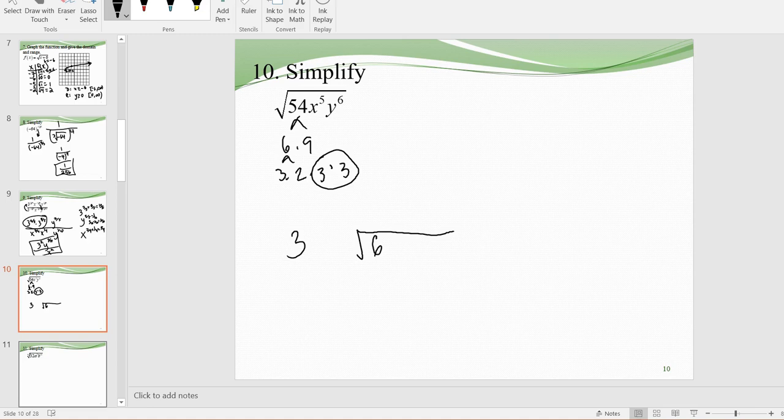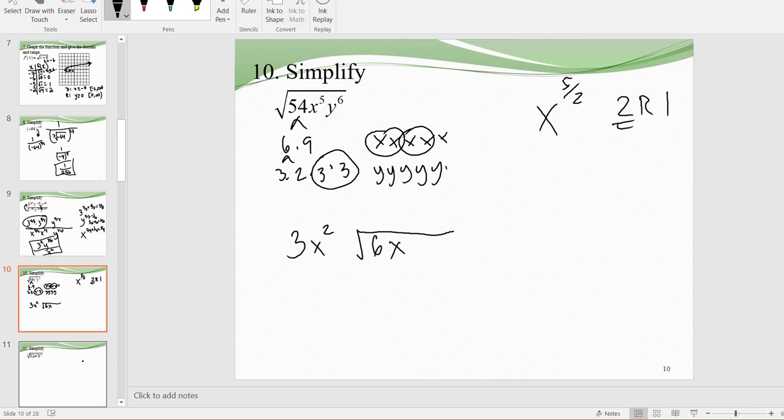X to the 5th, I could write out 5 x's and pull out 2 groups of 2, which leaves us with an x on the inside. Or I could think of this as x to the 5/2, which gives us 2 remainder 1. The 2 go out, the 1 that's remaining stays inside. Y to the 6th, I could write out 6 y's and circle out 3 groups of y, which would be y cubed. Or I could think of this as y to the 6/2, which is 3 remaining 0. 3 y's come out, none remain.